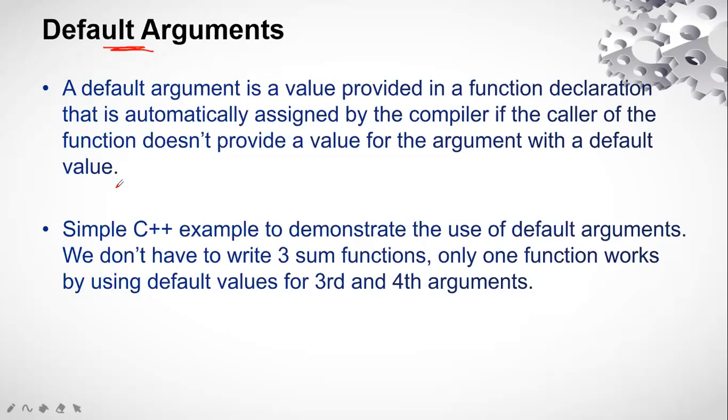Now what does this mean? See, let's say we have a function declared, and in that particular function, I have declared 4 values, right? There is no need to always pass all of them. I can define 2 parameters, I can also define 3 parameters, and I can also define 4 parameters in that particular function. I'm going to show you a simple C++ example to demonstrate the use of default arguments. We don't have to write 3 sum functions. Only one function works by using default values for the third and fourth arguments, right? So in this concept, the default argument works.